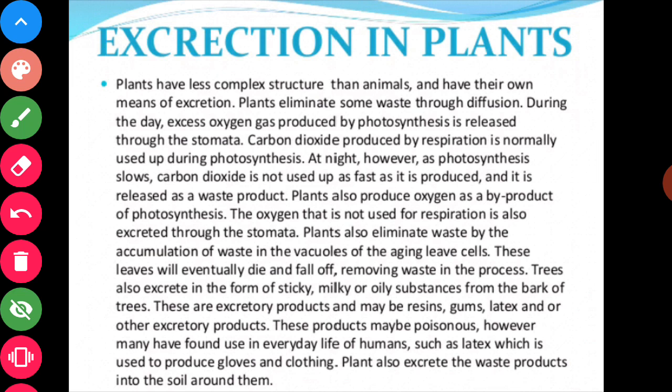These products excreted by plants may be poisonous, however some of them are used in the everyday life of humans, such as latex, which is used to produce gloves or clothing. Plants also excrete waste products into the soil around them.